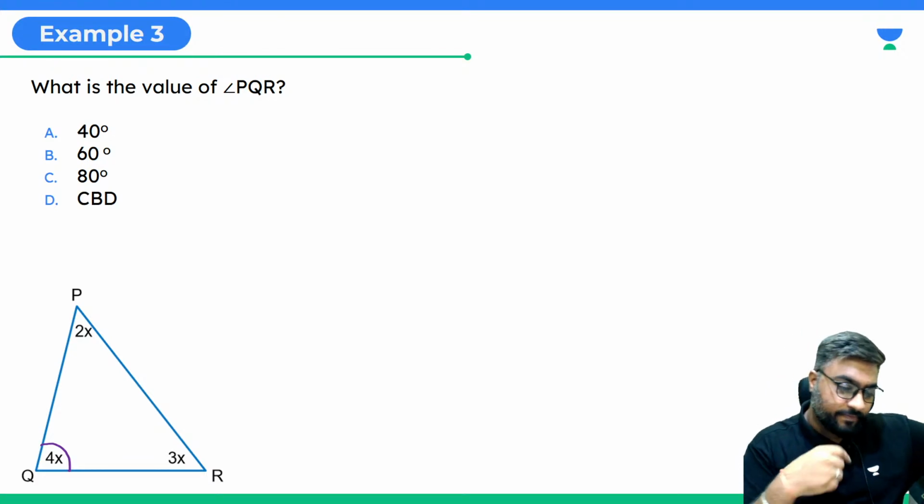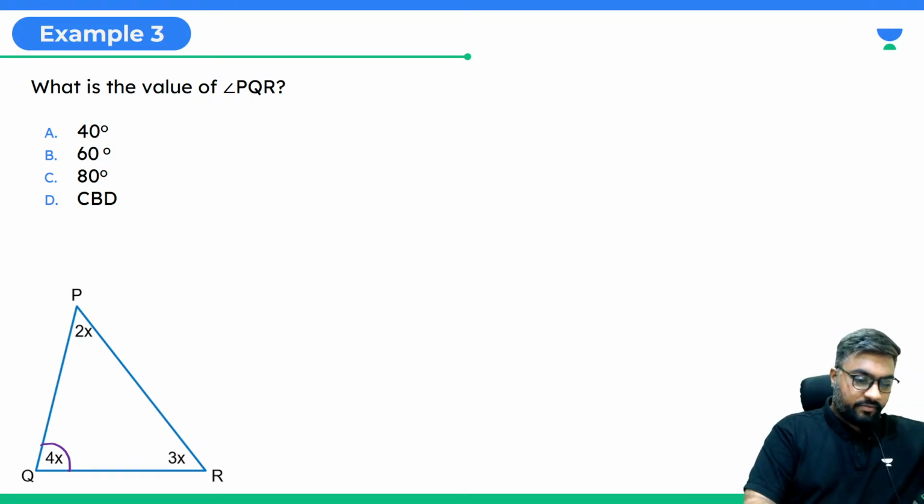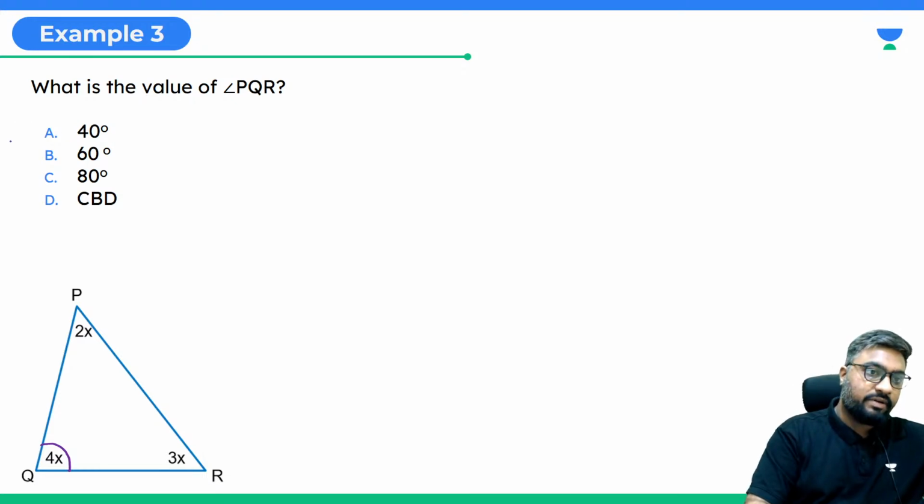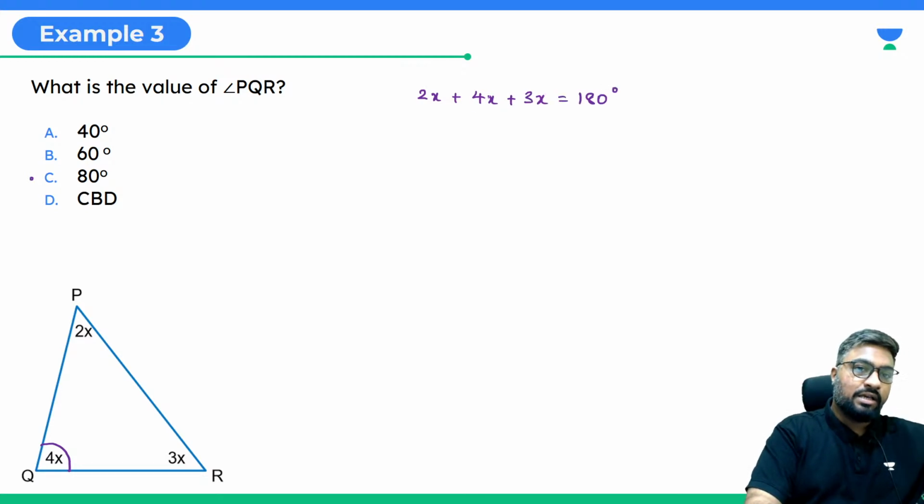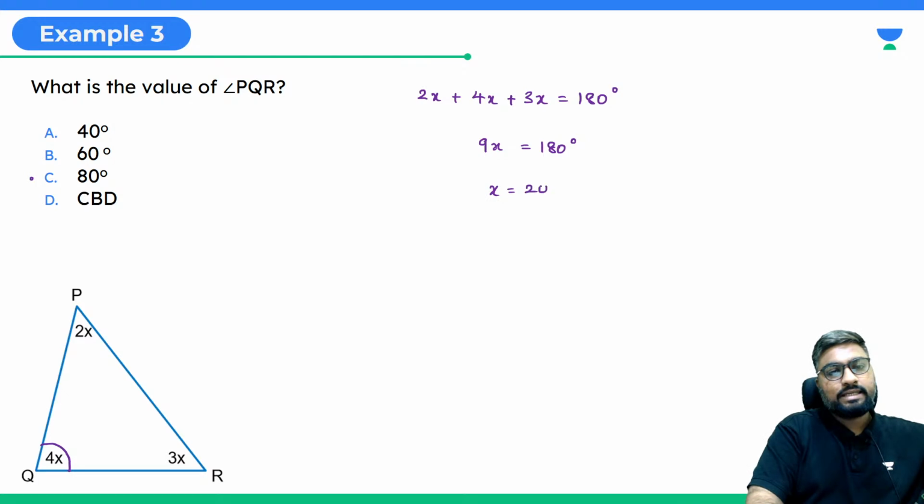Okay, super, very good. Pooja, Pragya, Vedansh, Sahil, everybody saying C, 80 degrees. Beautiful. So what do we know? We know that sum of all the three angles must be 180 degrees, right? So angle P is 2x, angle Q is 4x, and angle R is 3x. This should be how much? 180 degrees. So we have 9x is equal to 180 degrees. That means x will be 20 degrees.